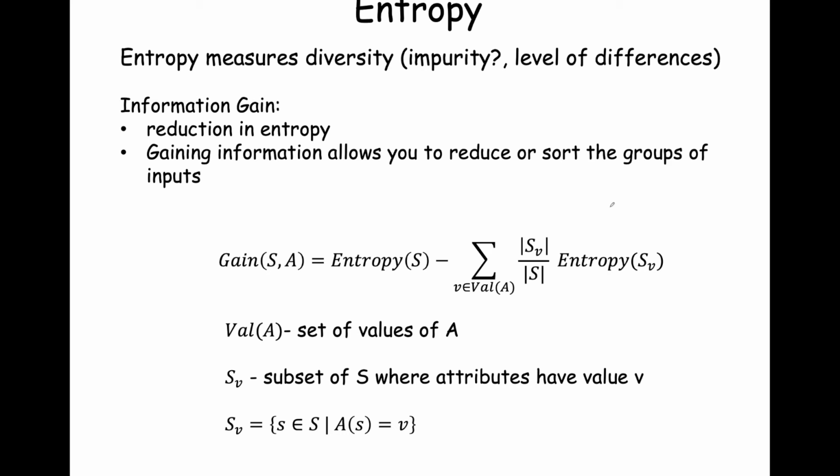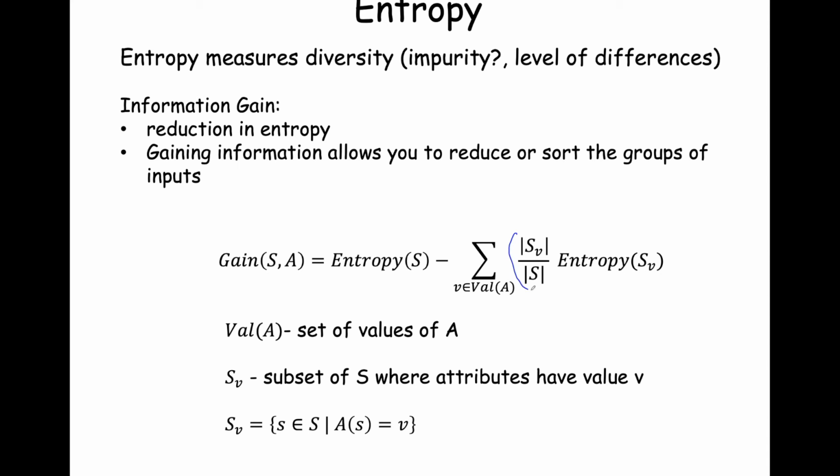So reduction in entropy means reduction in disorder. Also, a synonym is information gain. All right. So when you gain information, it allows you to reduce or sort the groups of input. And our expression for information gain, S, A, where we have our data set and we have our attribute, is the total entropy over your data set minus the expected entropy of each one of the subgroups. So here we have a value V, and that V is all the values that the attribute can take on.